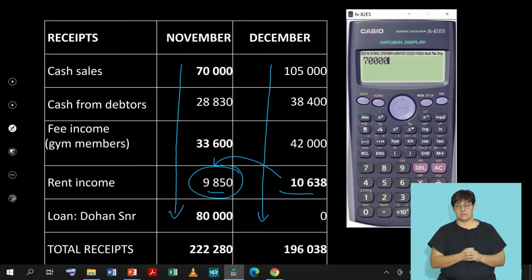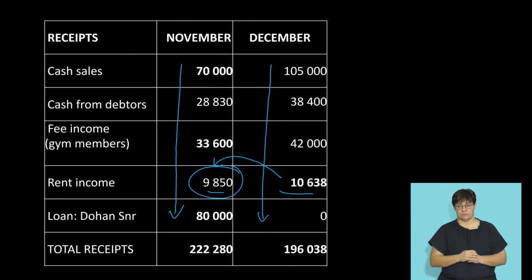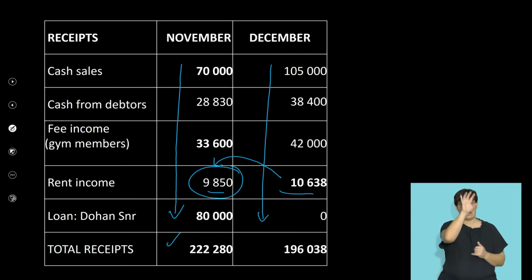So we have 70,000 plus 28,830 plus 33,600 plus 9850 plus 80,000 will give me a figure of 222,280. There we go, 222,280. There's my correct answer. That's my total receipts. Now, a question again. What if you have made a mistake with one of those figures?